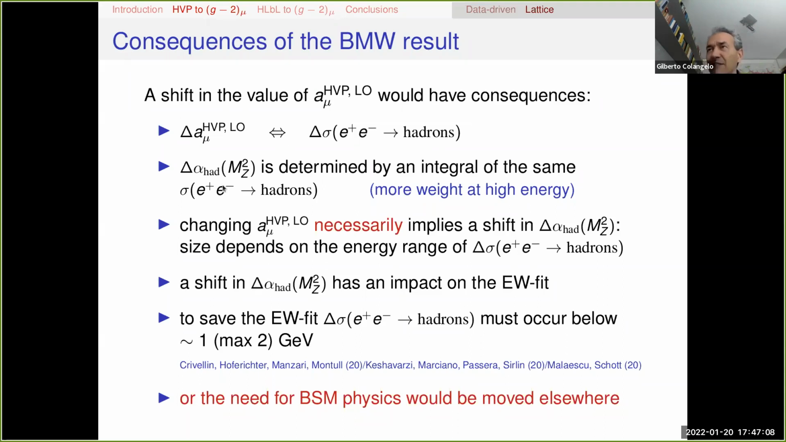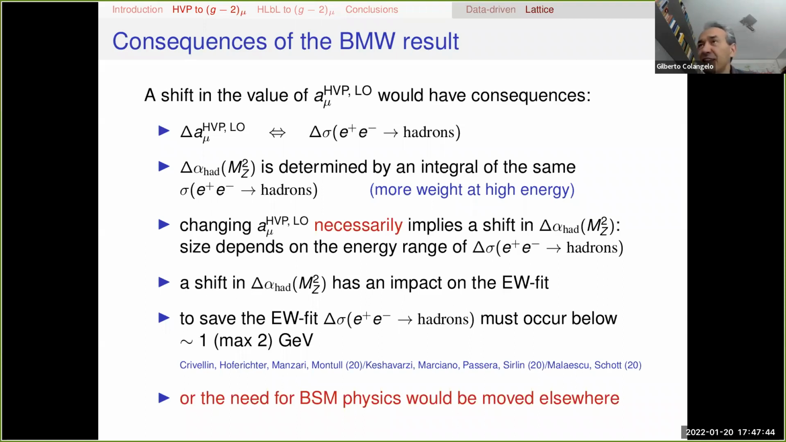Now the running of alpha electromagnetic at m_Z squared is determined by an integral of the same cross section. And so if you have a shift of a_mu, this implies a shift in the cross section, and the shift in the cross section will imply also a shift in the running of alpha. Okay, now if you make a shift in the running of alpha, there is an impact on the electroweak fit, which is precise and delicate.